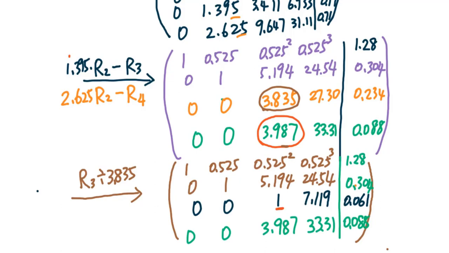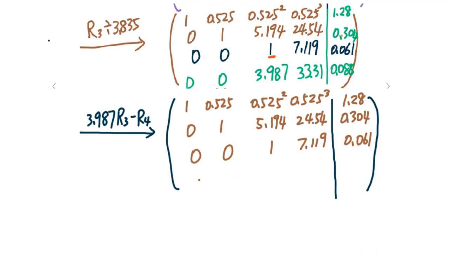Then we will do the last operation. We will make row 3 multiplied by 3.987, then subtract row 4. Now we will work on this operation. 3.987 times row 3 minus row 4. You will get, this is a 0. Here is a 0. You will get negative 4.926 and a 0.155. Then you can stop.